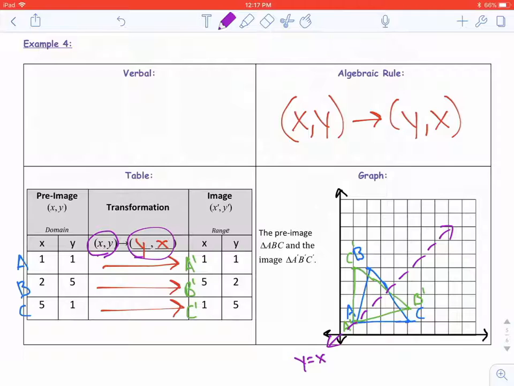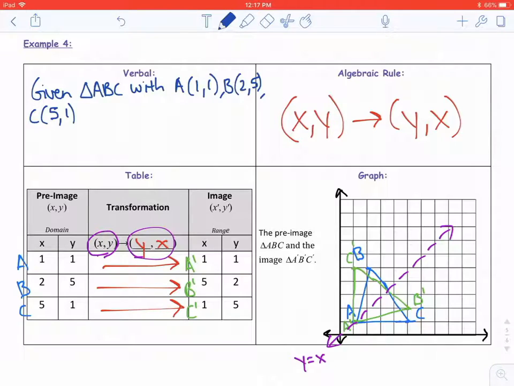And then we can write out the verbal description to finish up our problem. So we can say, given triangle ABC, with A located at 1, 1, B at 2, 5, and C at 5, 1, reflect triangle ABC over the line y equals x. Alright, so that's it for example number 4 for reflection.